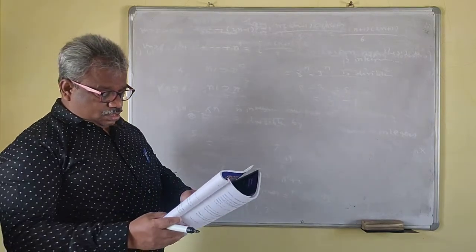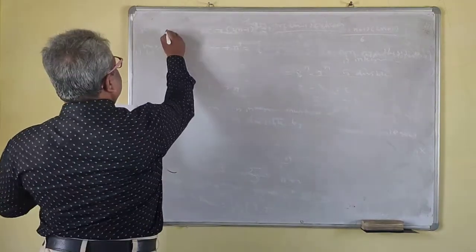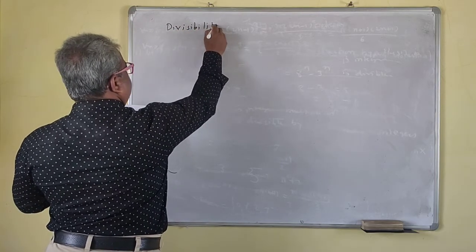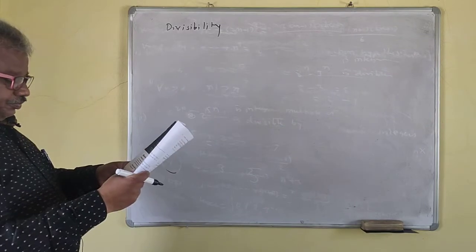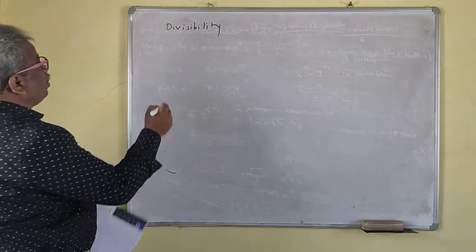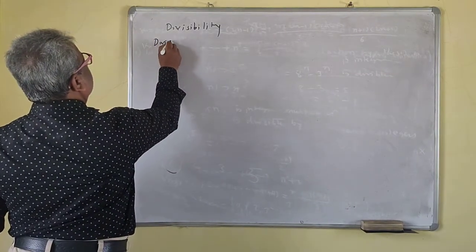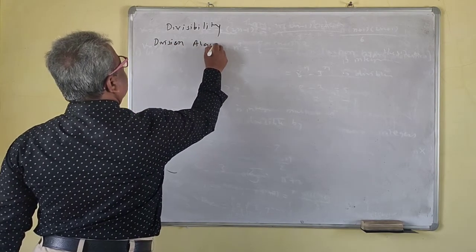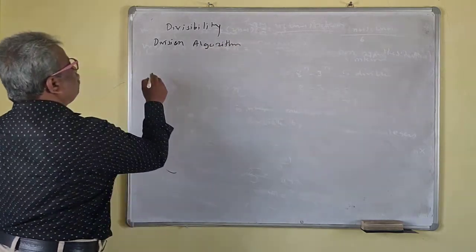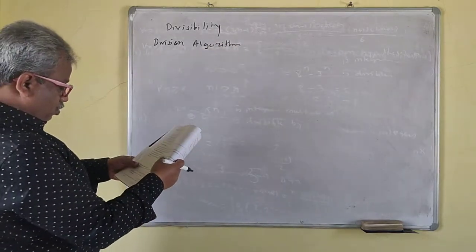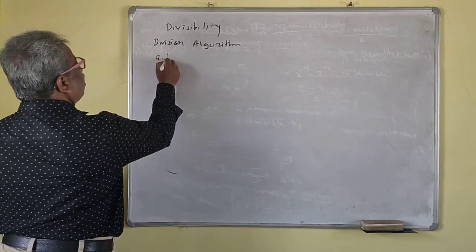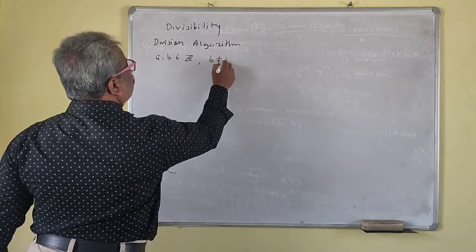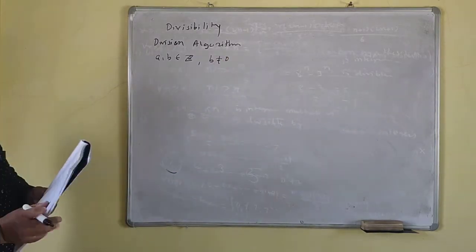Now next is divisibility. This is very important here. First we will see the division algorithm. Suppose we have a, b belongs to Z, a and b are integers and b not equal to 0.